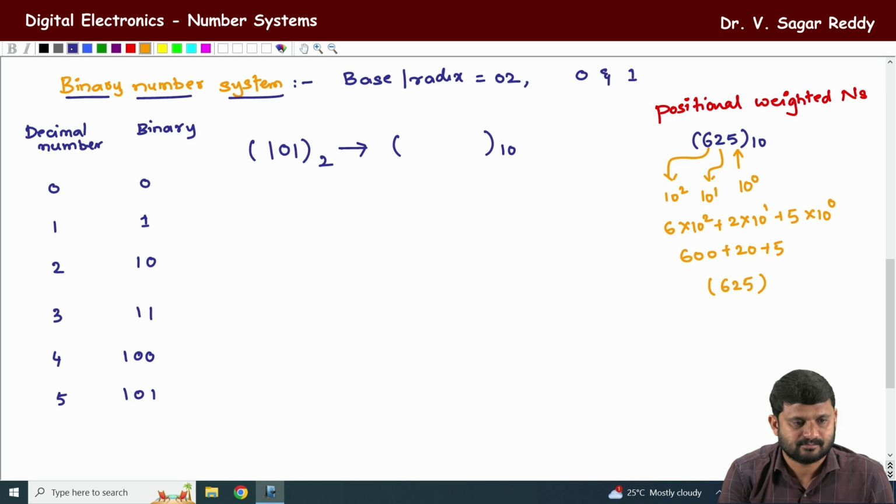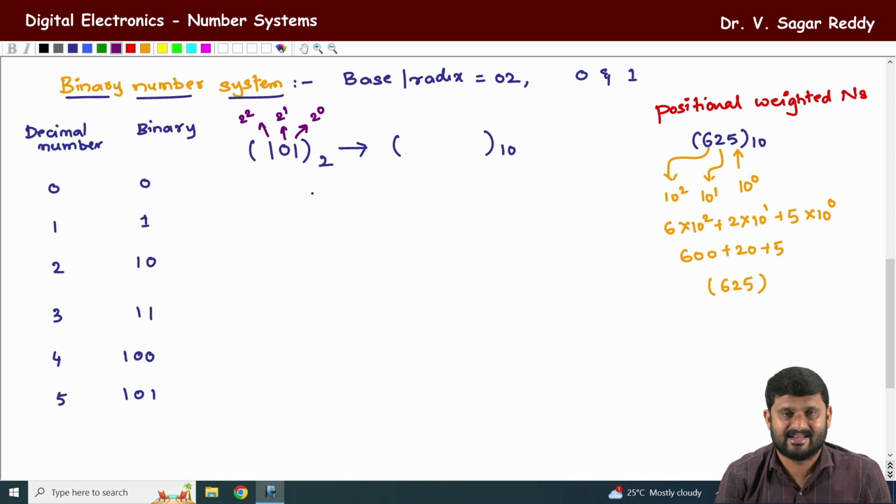If you see here, 101. So what is the radix here? 2. What is the radix here? 10. The weight corresponding to this 5 is 10 power of 0. In the same way, in the binary number system the radix is 2. So the weight corresponding to this is 2 power of 0, for this 2 power of 1, and 2 power of 2.